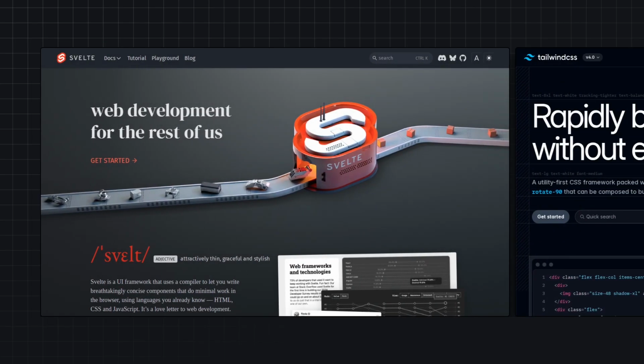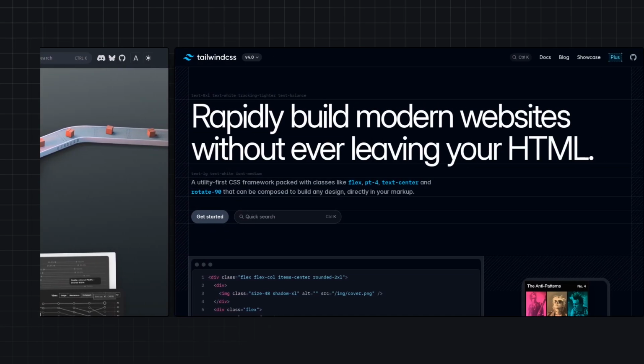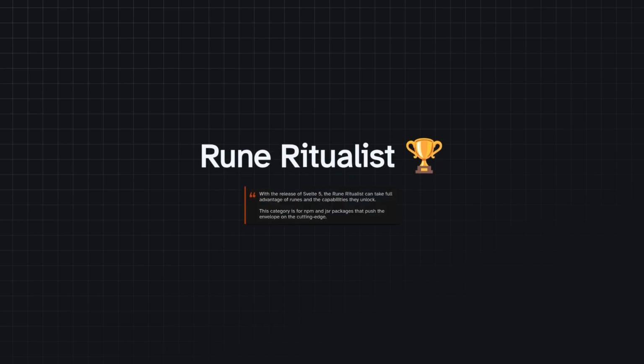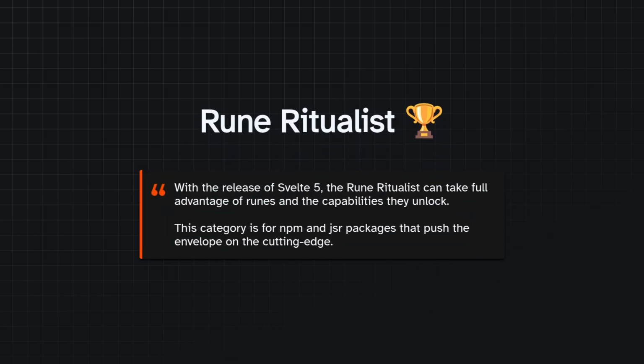And basically this uses SvelteKit, it uses Tailwind CSS for the styles, of course, everyone uses Tailwind today. And basically that's it for the Wizzbangery category. Alright, so the next category is going to be Rune Ritualist. And basically the requirement for this category is that you use Svelte 5 runes to make something cool. As it says, with the release of Svelte 5, the Rune Ritualist can take full advantage of runes and the capabilities they unlock. So this category is for packages that push the envelope to the cutting edge.